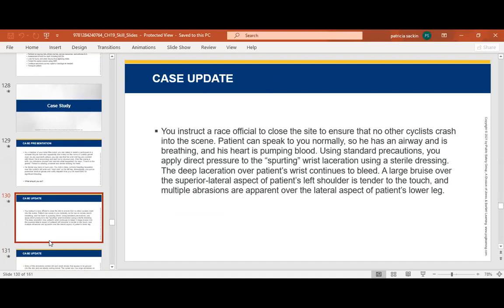Patient can speak. Use standard precautions, which you do. Apply a splint. Pressure to the spurting wrist laceration. Deep laceration over the wrist can bleed. You keep on adding 4x4s, 4x4s, 4x4s, and pressure. Very good. We're going to update dispatch, let them know you need a trauma kit, and notify ALS because he's got an arterial bleed. Very good. Excellent.